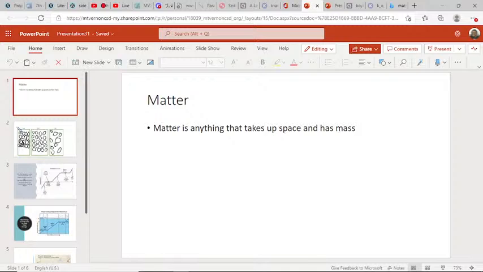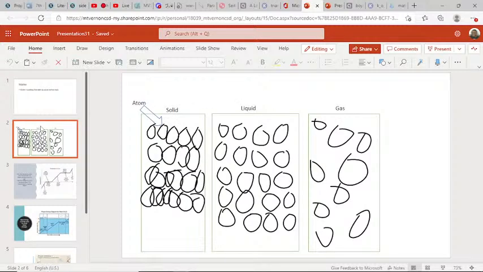The water bottle itself is a solid. I got a liquid in here. It's matter. The air around us is matter as well. So basically everything around us is matter. But there's three types of phases: solid, liquid, and gases.